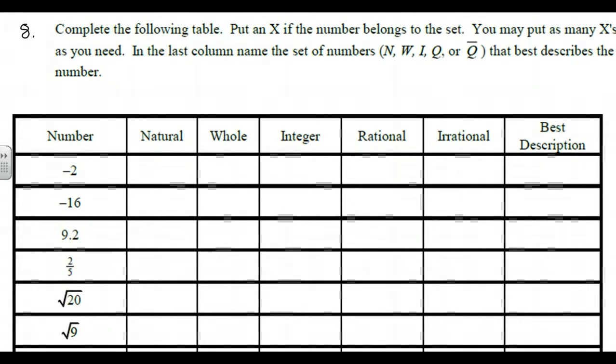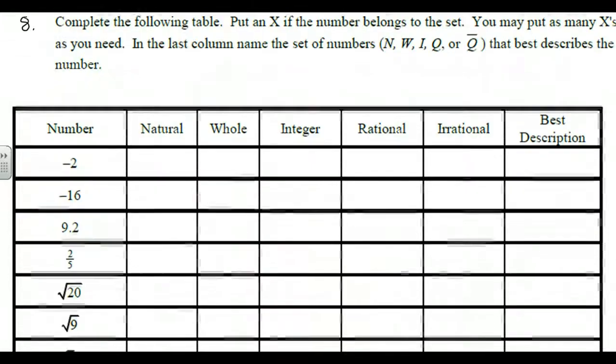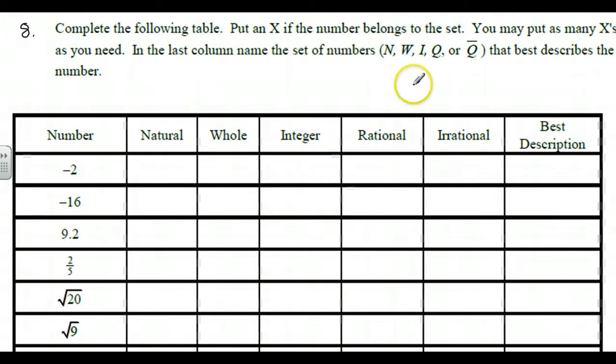Complete the following table. Put an X in the number if it belongs to the set. You may put as many X's as you need. In the last column, name the set of numbers that best describes the number. And that set will be the most restrictive. So if it's natural, then we're going to say it's a natural number. If its most restrictive is an integer, so its leftmost set really is what it's going to be. The best description will be the leftmost set.